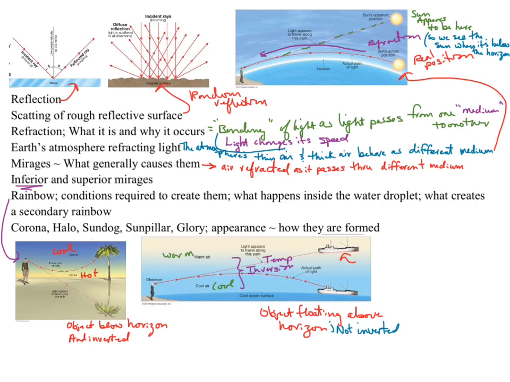Now, the thing about superior mirages is that they are above the horizon, and the image is not upside down. The image is not inverted.